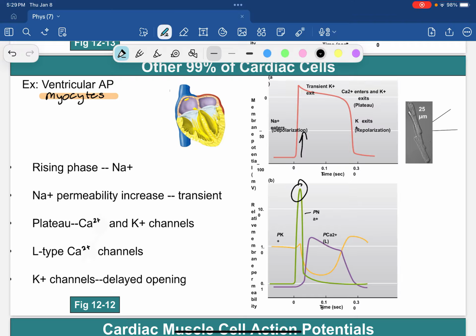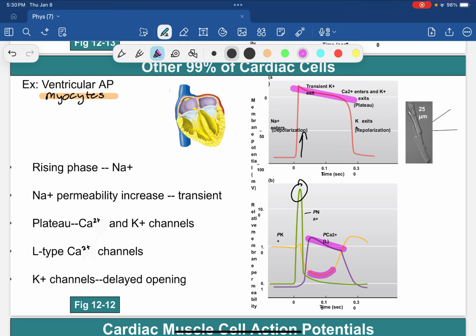And then we see our plateau, where our calcium and our potassium channels are going to be open. And we see that plateau right up here, how it stays up for a second. That's because these calcium channels are open and these potassium channels are more closed. We have less of a net movement of that calcium out. So it stays open for a little bit longer.